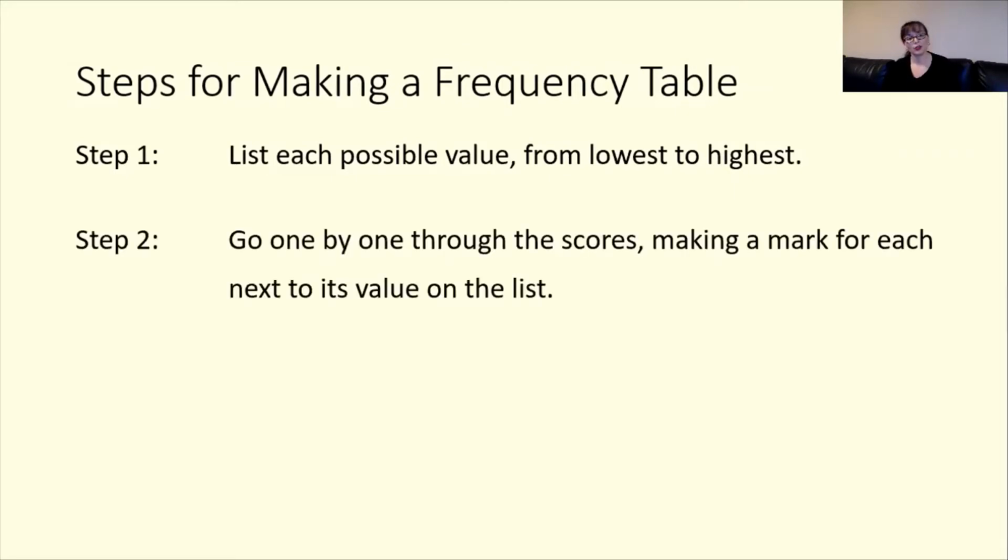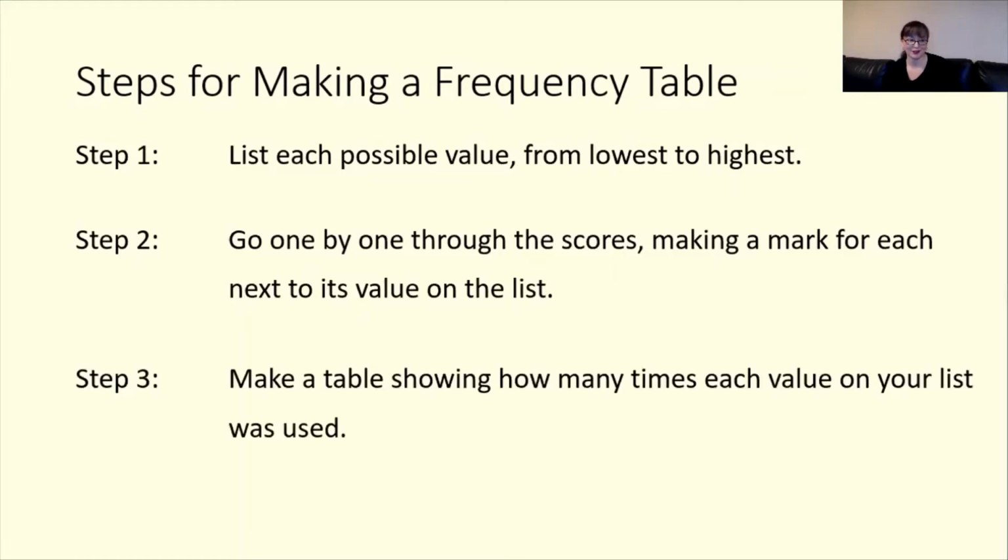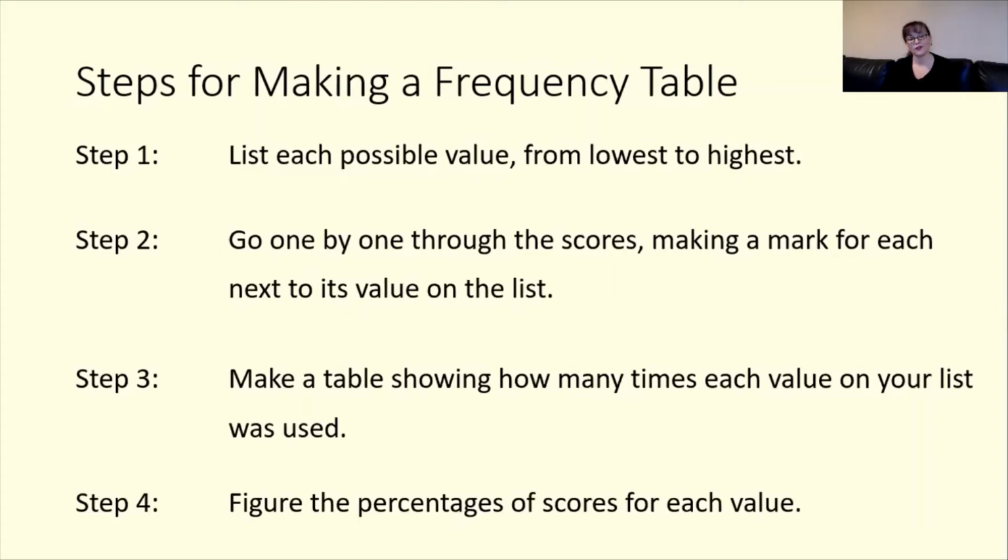For step 2, we're going to go one by one through our scores and make a tally mark for each score next to its value on the list. Step 3, we're going to make a table showing how many times each value on our list was used. And step 4, we're going to figure out the percentages of scores for each value.